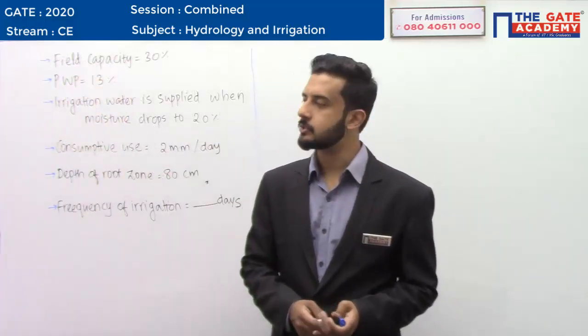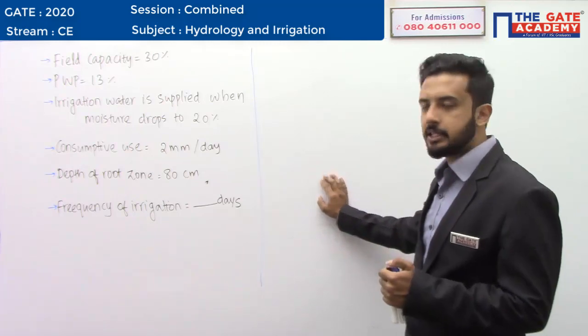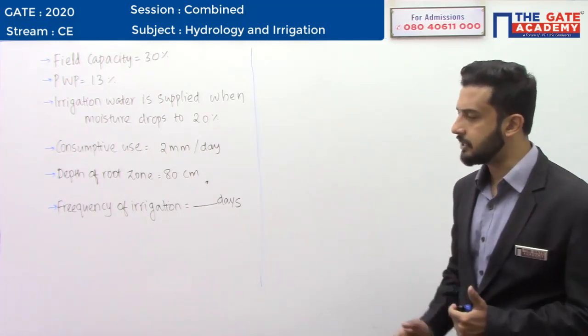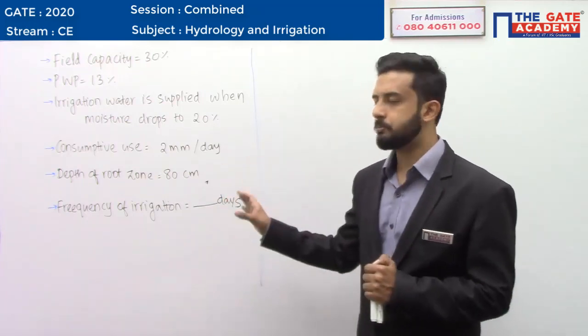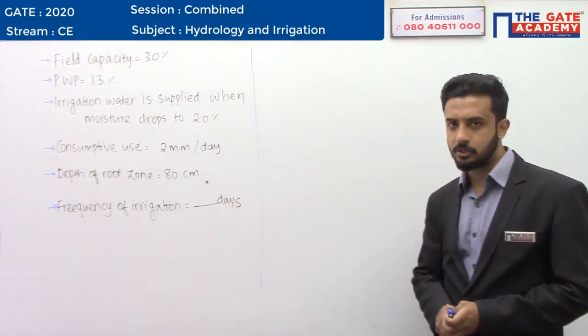So let's move to the last question which appeared in the afternoon session. They have given the field capacity, the permanent wilting point is also given, and consumptive use is given. Daily consumptive use is 2 mm, that's what the sentence says, which means per day. The depth of the root zone is given, and they are asking for the frequency of irrigation.